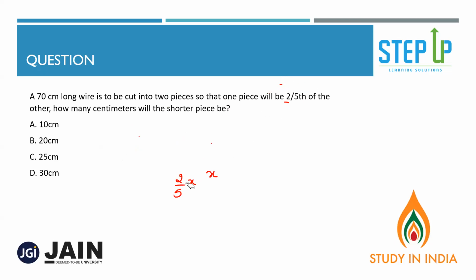Okay, so if one part is 2/5, a 70 centimeter long wire is to be cut into two pieces so that one is X and the other one will be 2/5 of X. How many centimeters will the shorter piece be? 2/5 of X. This is going lengthy, people. Is there any other way you people have done? This is way too complex. 2/5 of X.